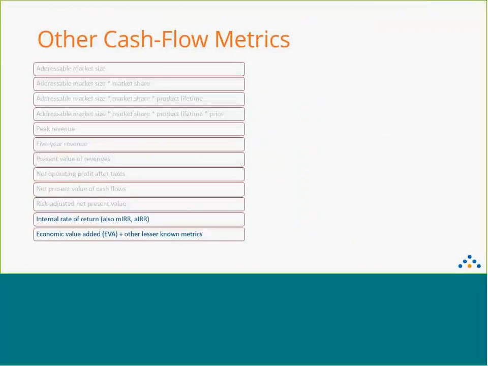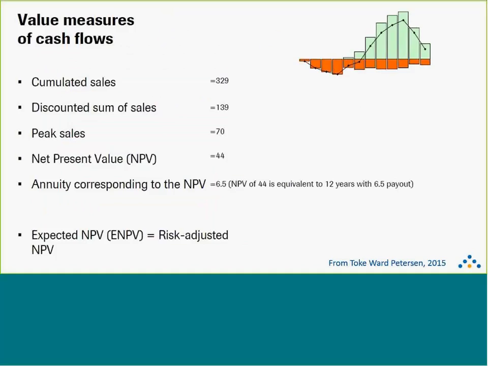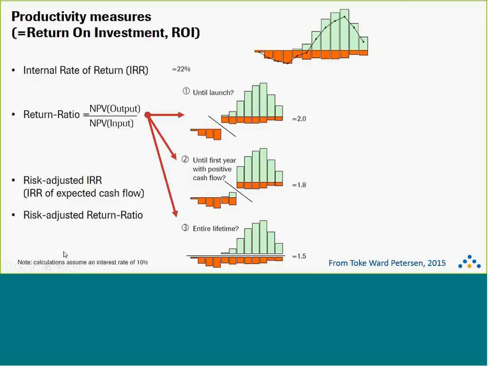So, of course, there are other metrics as well, and we can think about those here. First, looking at some simpler metrics such as cumulated sales, discounted sum of sales, peak sales, moving to net present value. Then thinking about maybe an annuity corresponding to the NPV if you're interested in comparing this to other less risky investments. And then also looking at internal rate of return and some of the derivatives of internal rate of return, where internal rate of return is the discount rate, such that the cash flows equate to an NPV of 0.